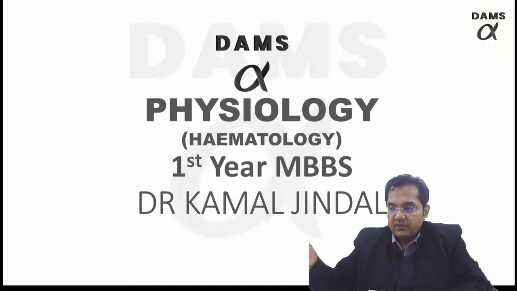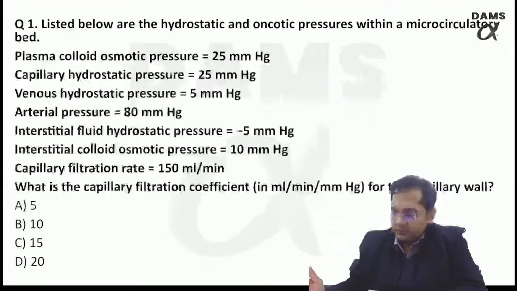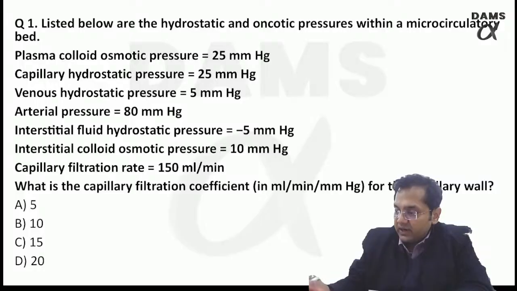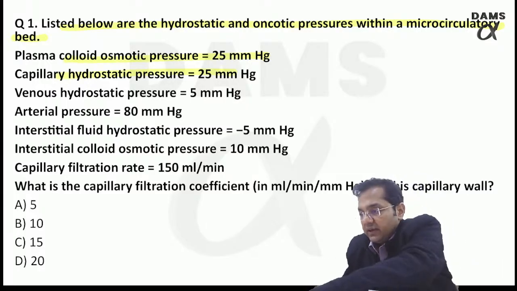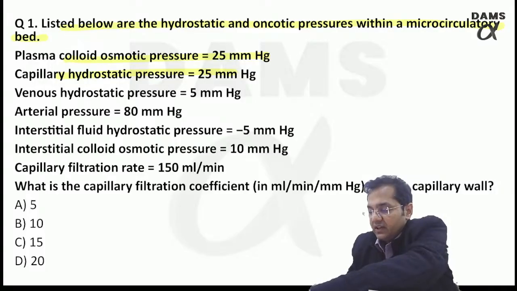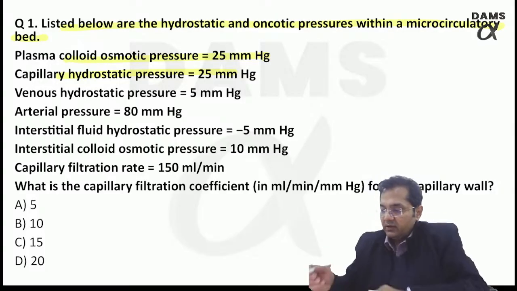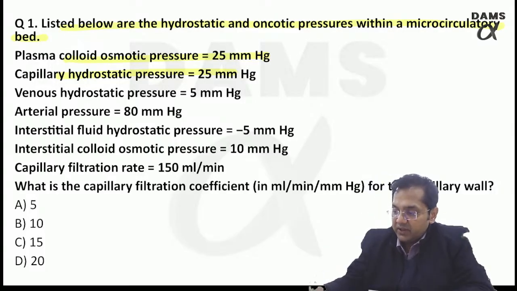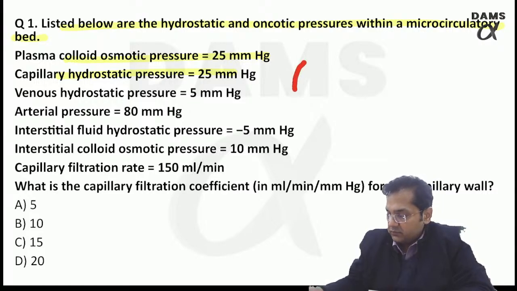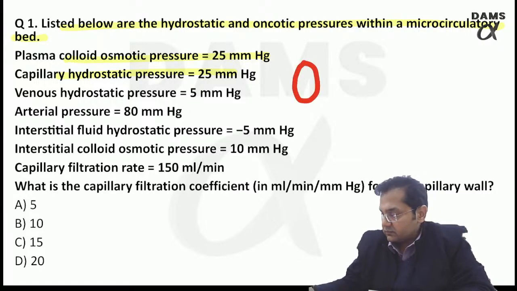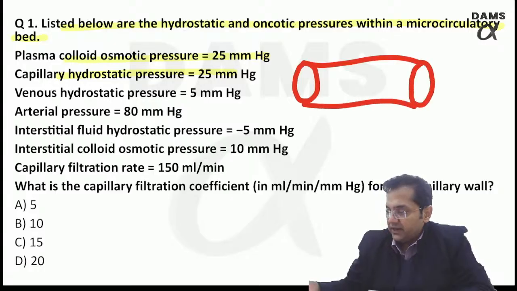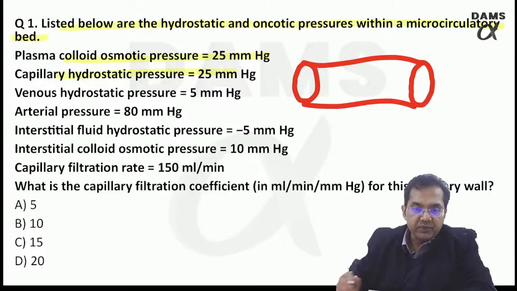Let's start with the first question now. So, very good evening. Listed below are the hydrostatic and oncotic pressures within a microcirculatory bed. Plasma colloid osmotic pressure is given, capillary hydrostatic pressure is given. Let me make a quick picture of a capillary for you so that you are in the right direction here and can give me the answer straight away. So this is a picture of my tissue capillary.